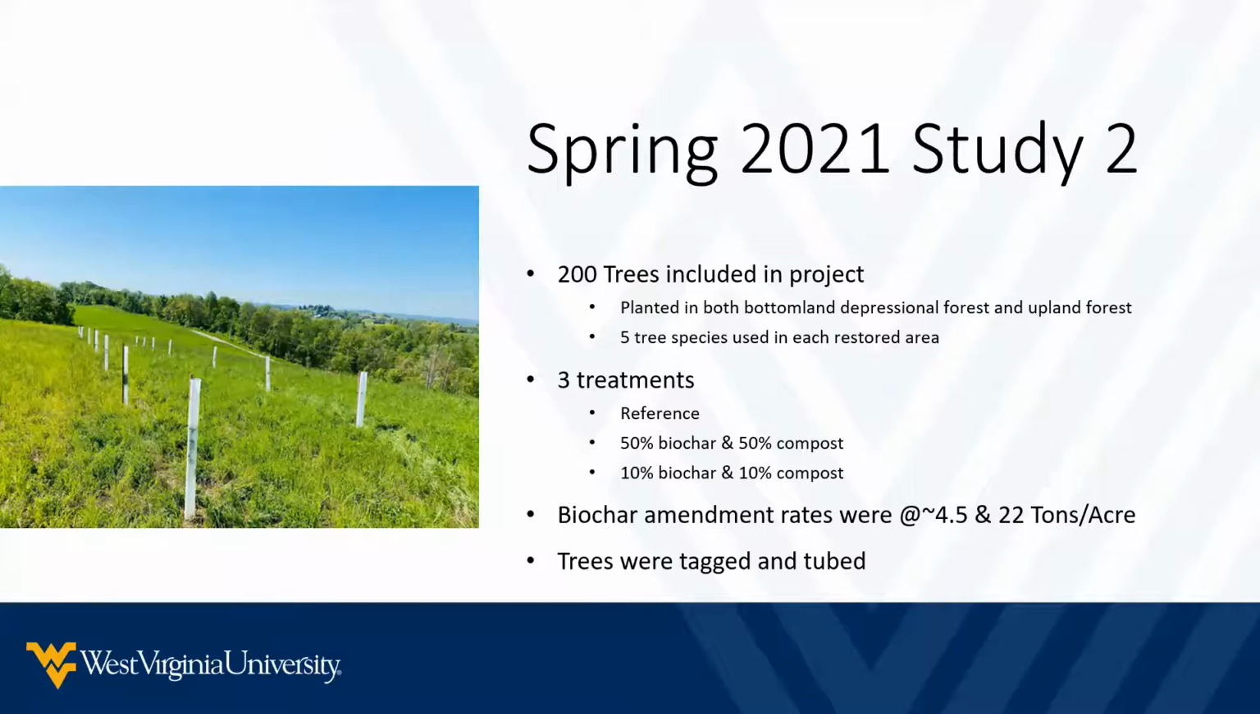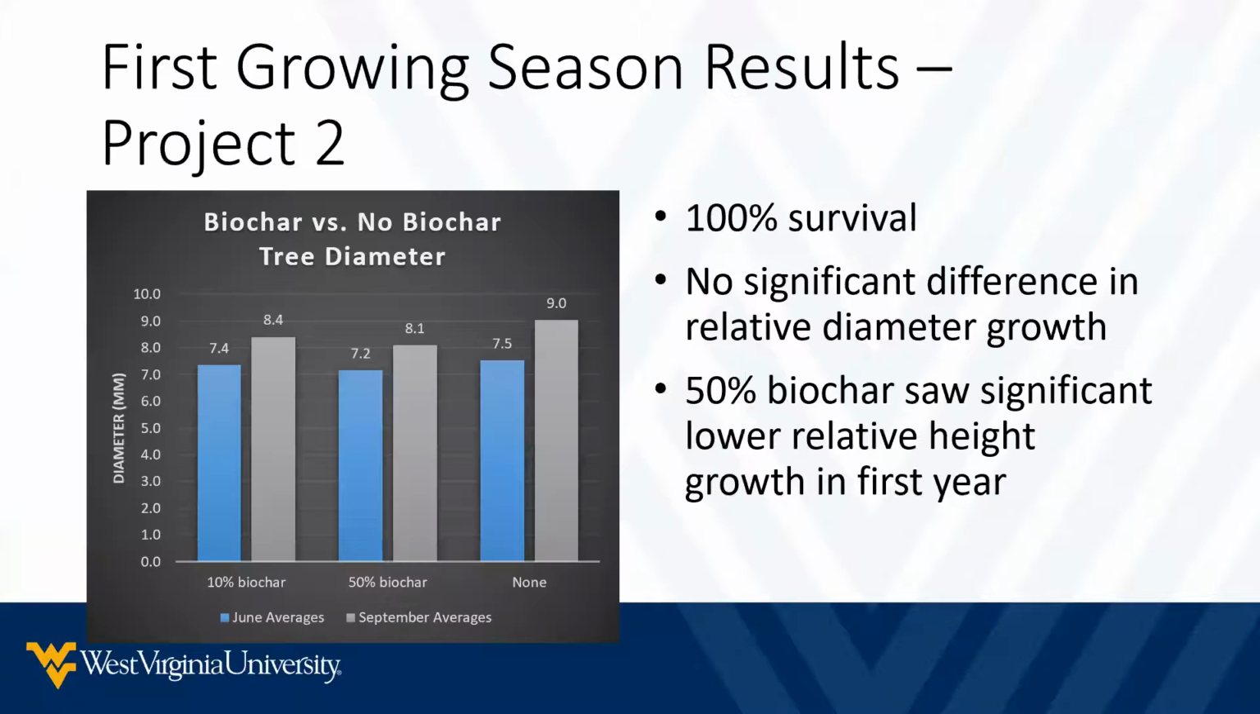So again, the same amendment rates, 4.5 and 22 tons per acre. Trees in this study were tagged in tubes, so we did not use cages. In this one, we used tree tubes. So first year growing results, we did see a little bit of difference in diameter growth between the trees.